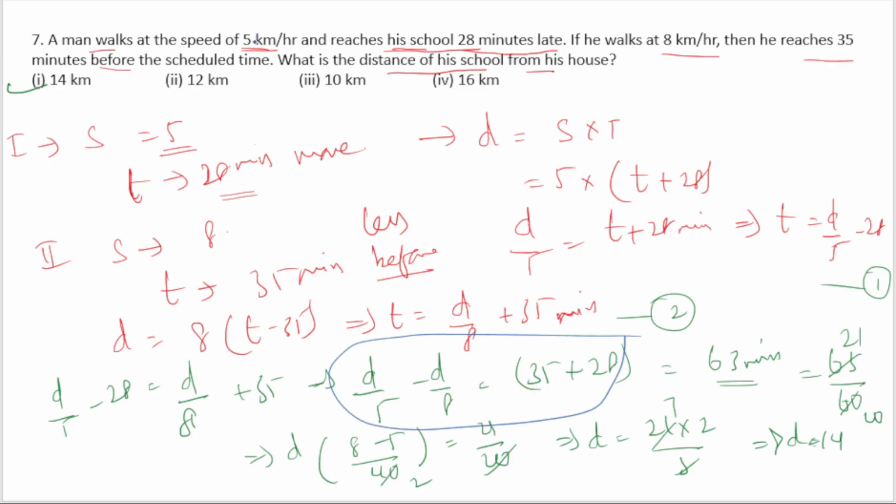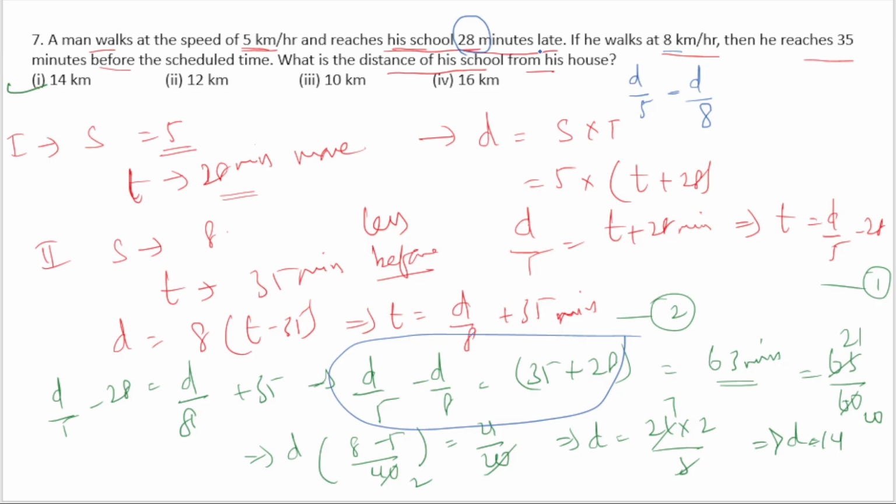Here, what is the time in the first case? Time is equal to distance divided by speed. And what is the time in the second case? It is distance divided by speed. D by 5 minus D by 8. Here we are finding the time difference. What is the time? In the first case, it is 28 minutes late. And in the second case, it is 35 minutes early.